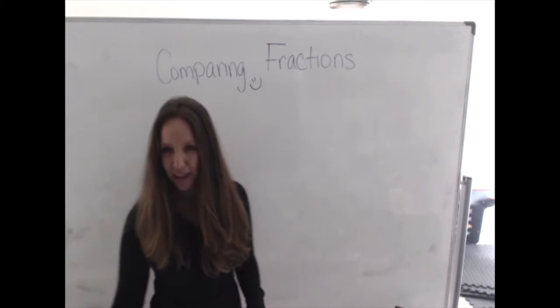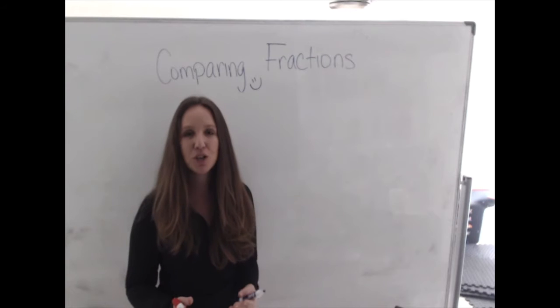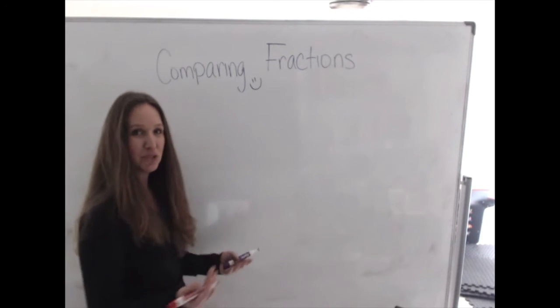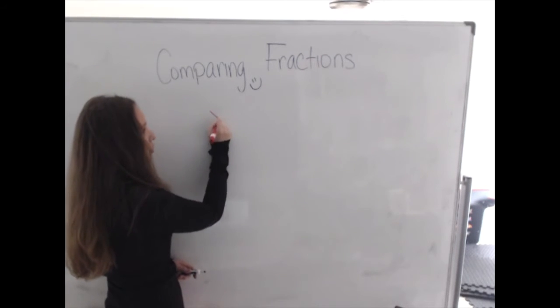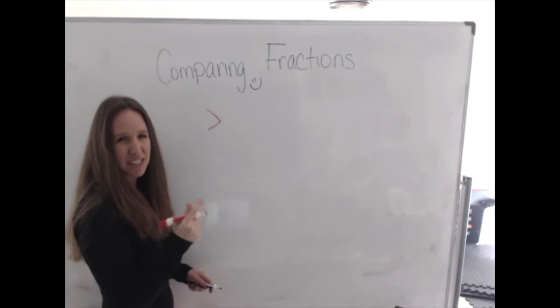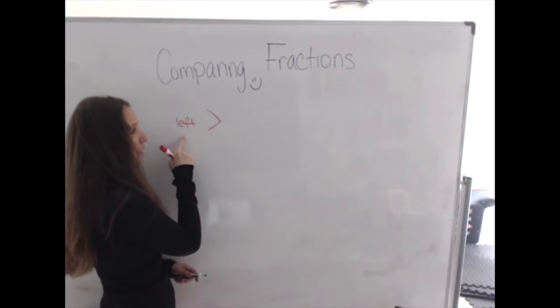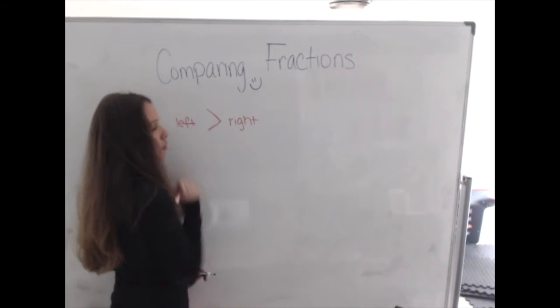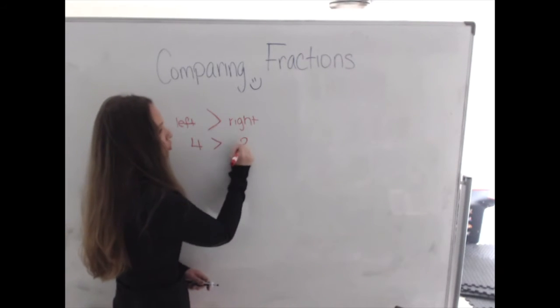So I want everyone to recognize and be familiar with some symbols. So I'm going to first talk about greater than, less than, and equal to signs. This is a greater than sign. The reason we call it a greater than sign is because we follow what number is on the left-hand side. So it means that the left is greater than the right. For example, 4 is more than 2.